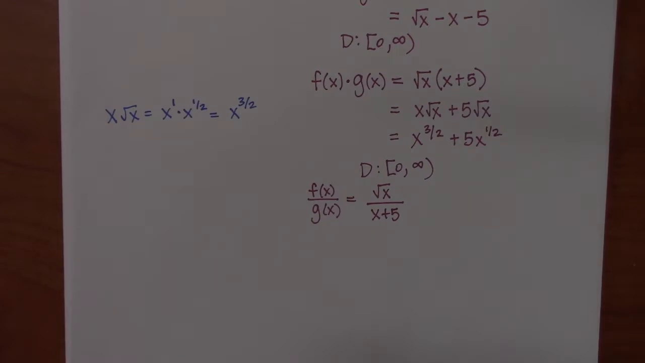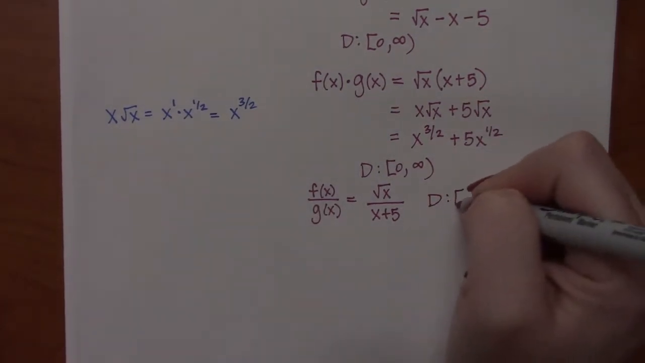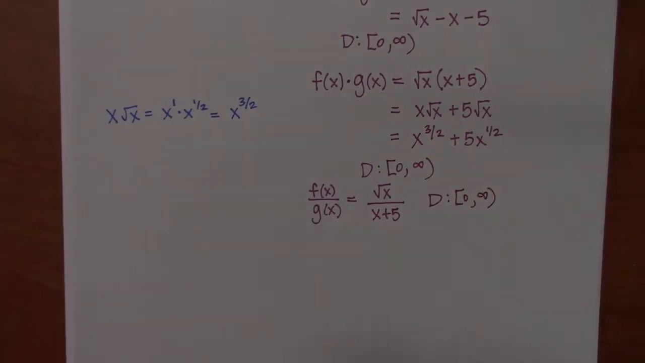It won't take anything negative. So the domain of this is still going to be 0 to positive infinity. So yes, -5 won't work, but the numerator won't take it either. And as a matter of fact, the numerator won't take -1, -2, anything negative. So that would be the domain, right?